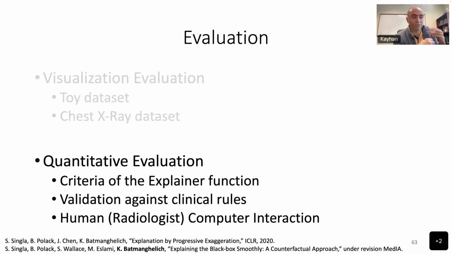For example, if it's cardiomegaly, it should focus on the heart because it's about enlargement of the heart. If it's about pleural effusion, the blunting effect at the corner of the lung should show up. And finally, because we need to communicate that with humans, we are going to design a set of experiments to see how effective it is in terms of communicating with humans, basically the human-computer interface of such explanation.